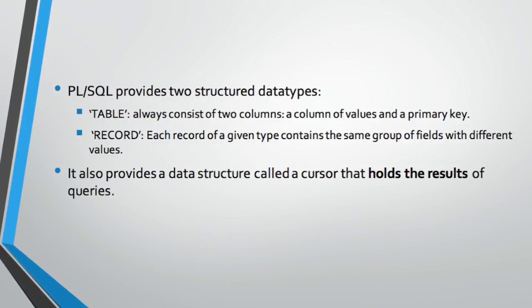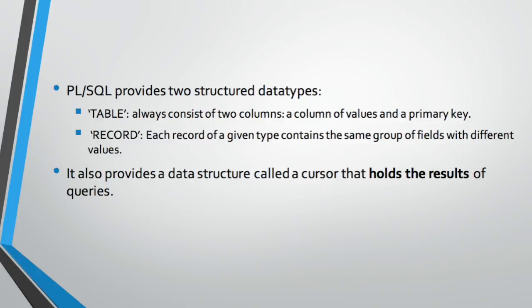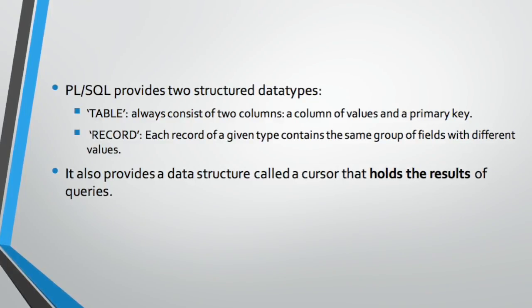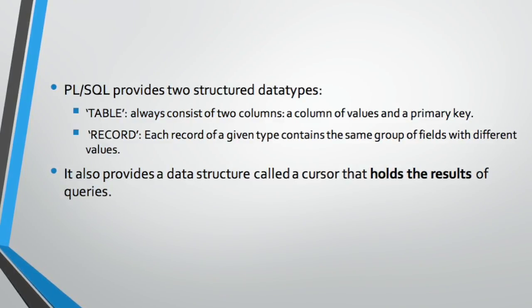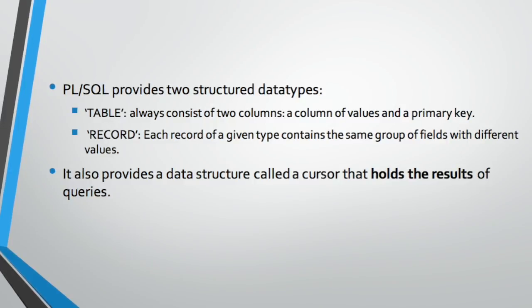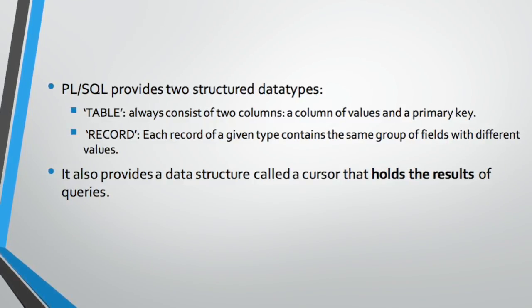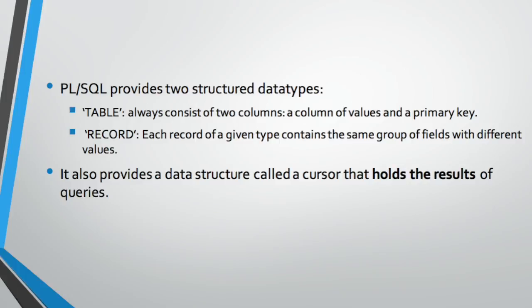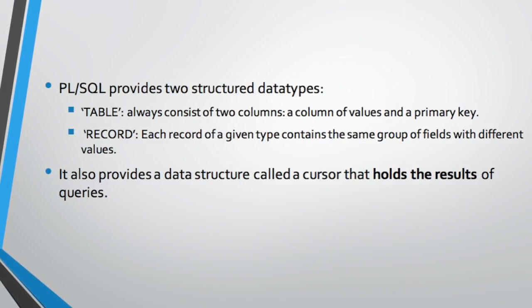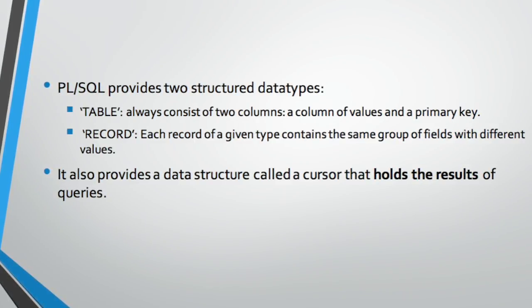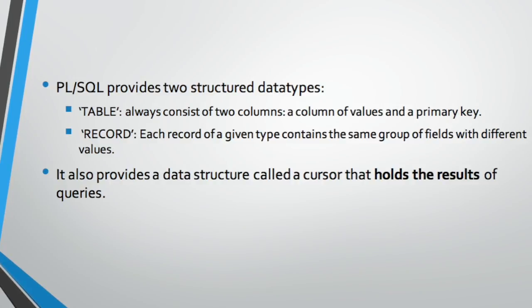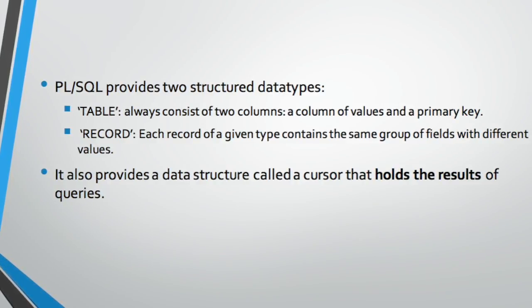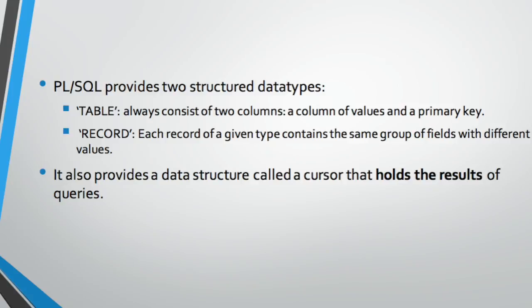Records. As in many languages, these are data structures that contain one or more fields. Each record of a given type contains the same group of fields with different values. Each field has a data type, which can be record. In other words, you can nest records, creating data structures of arbitrary complexity. As with tables, you declare records by first declaring a subtype.